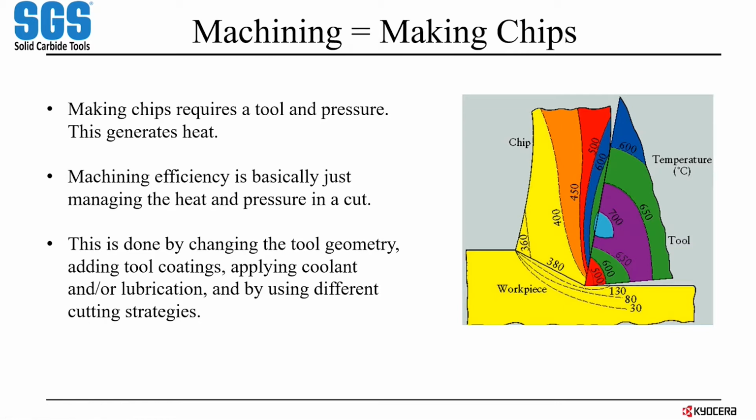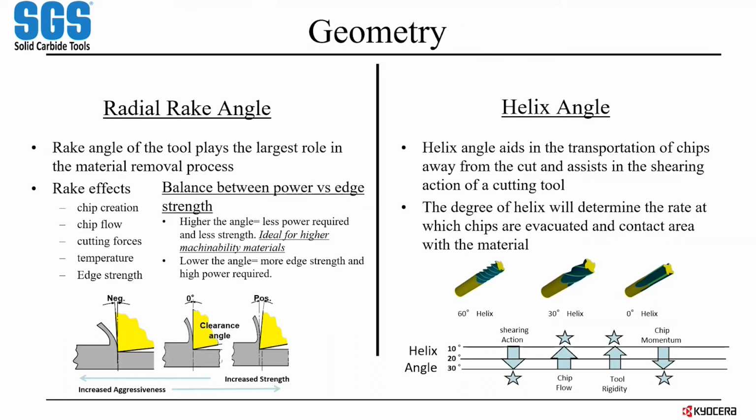Machining efficiency is basically managing that heat and that pressure. And you do that by changing the geometry of the tool, adding coatings, obviously applying coolant and/or lubricants, and by using different cutting strategies. And with HTAs, you generate more heat because you need even more pressure to make a chip. And that's really where the headache that people generally associate with machining HTAs comes from. So we manage that a lot by tool geometry.